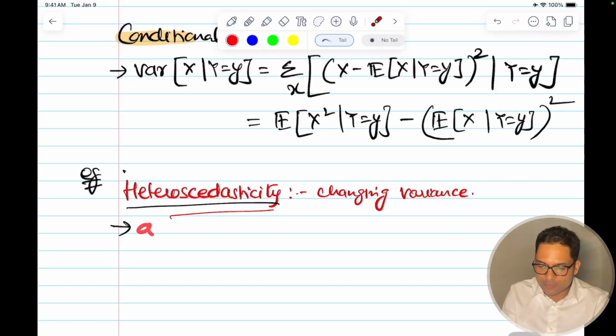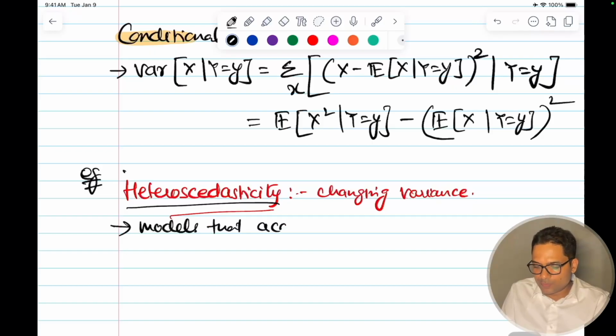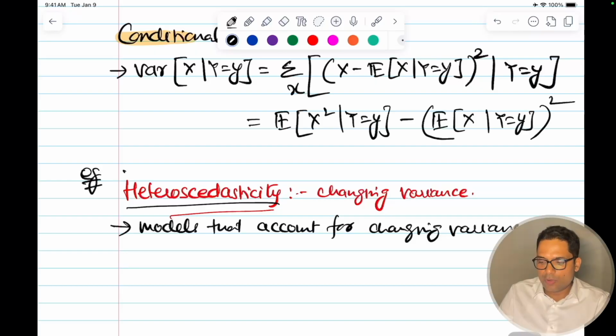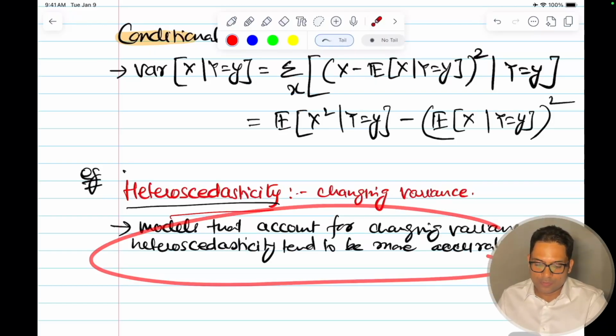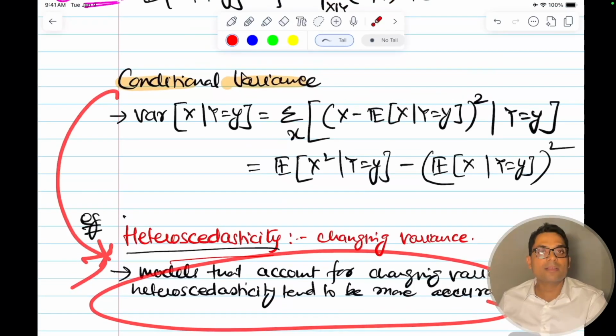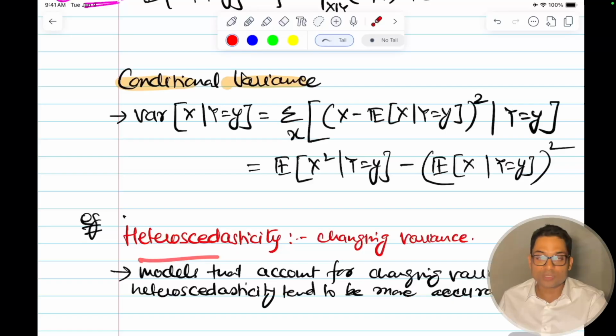Let me write it down. Models that account for changing variance, or heteroscedasticity, tend to be more accurate. So this is one use case, as I mentioned. Why are we studying this? I mentioned why we are studying everything. This will be applicable when we learn linear regression, and this is one of the assumptions of that. Okay, so that's all for this video.